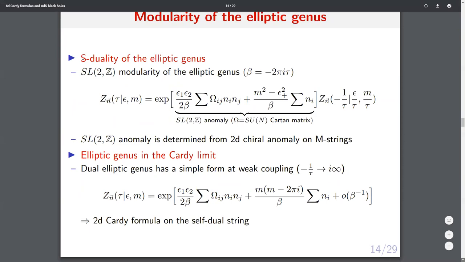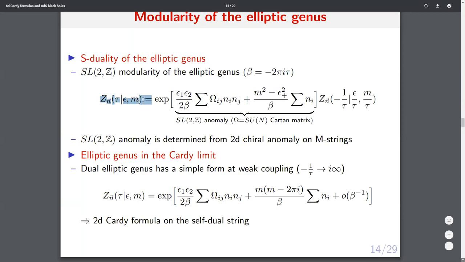Specifically, I'm going to use the S-duality of the elliptic genus. As we know, the elliptic genus is defined on the torus, and it enjoys some SCFT modular property. More precisely, if we write beta as minus 2 pi i tau, this tau becomes the complex structure of the torus, and it becomes the modular parameter.